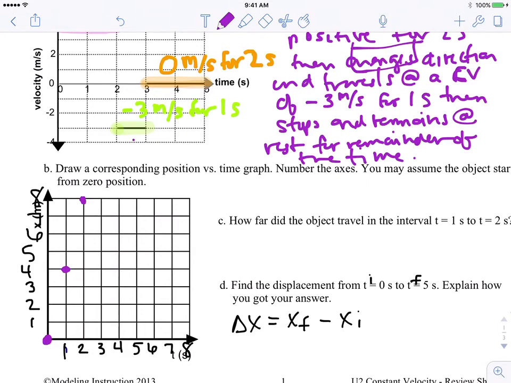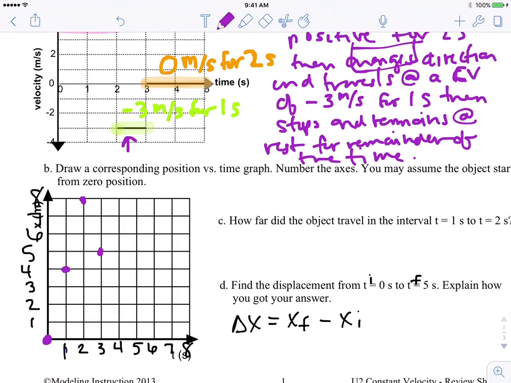The next part, the green part on our velocity time graph, says it's going -3 meters per second for 1 second. That means our line is going to go in the opposite direction. I shouldn't say down, but it's going to head back toward the origin. So it goes from 8 meters to 5 meters. So at 3 seconds, it's at 5 meters.